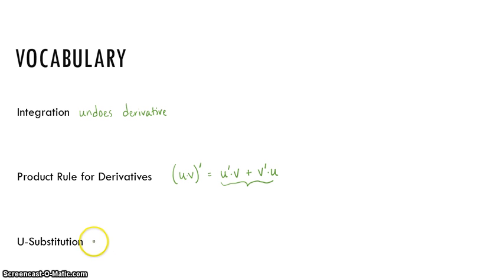I also want to remind you about U substitution, which is how you undo the chain rule. This video shows you how to undo the product rule, but previous lessons, the U substitution lesson showed you how to undo the chain rule. So be comfortable with that before you begin this video.